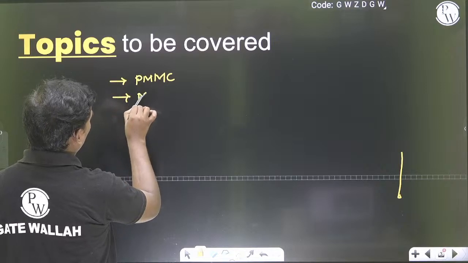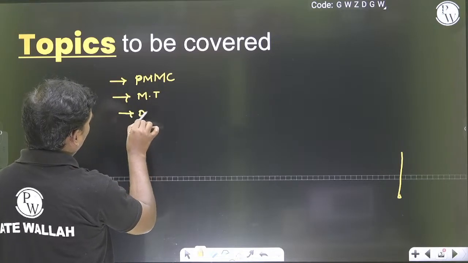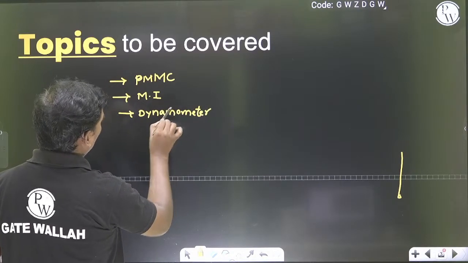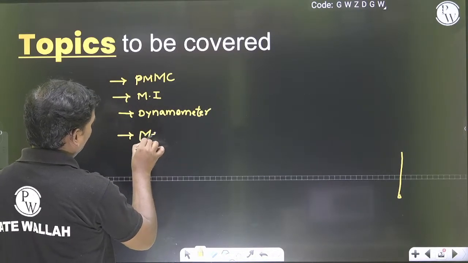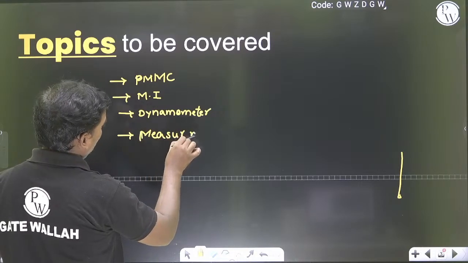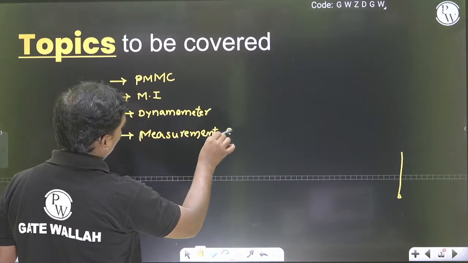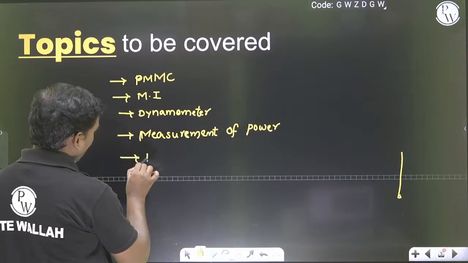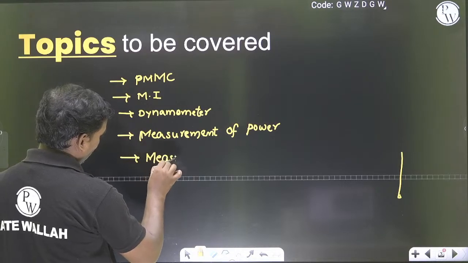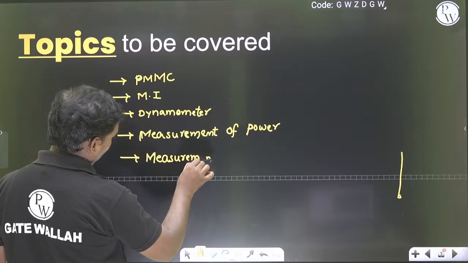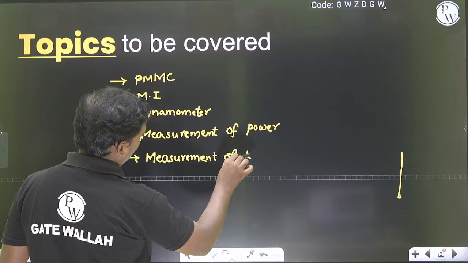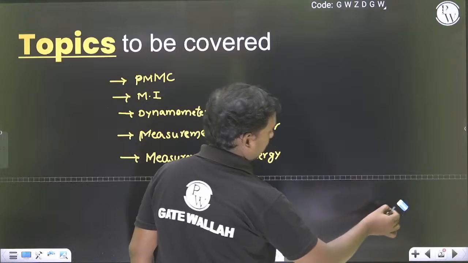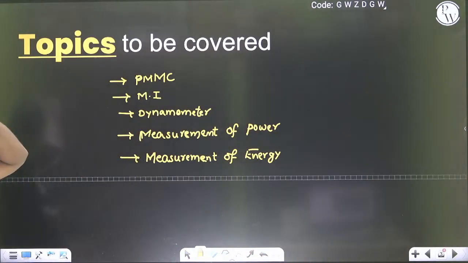moving iron, dynamometer, and if possible we'll discuss the measurement of power, measurement of energy. So these are the topics that we are going to discuss.